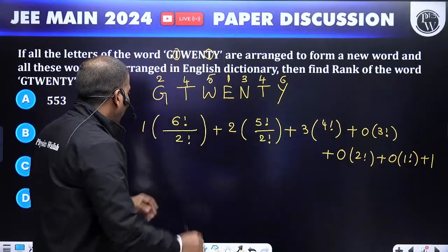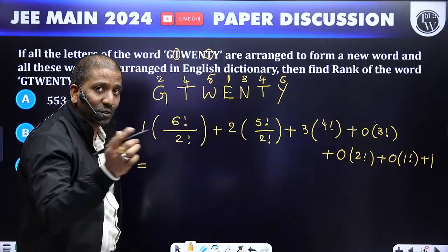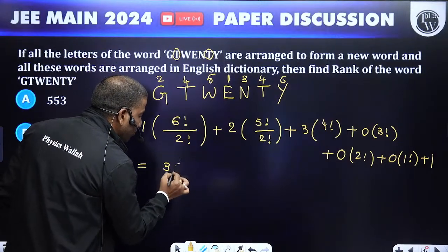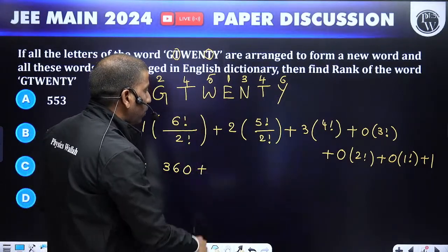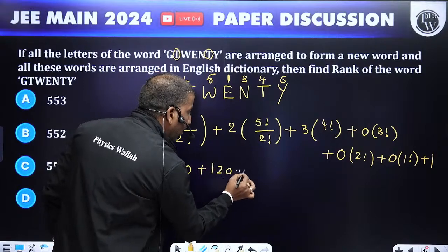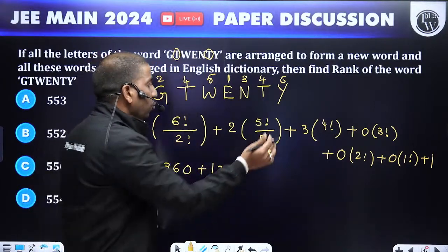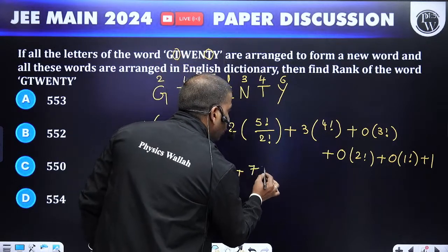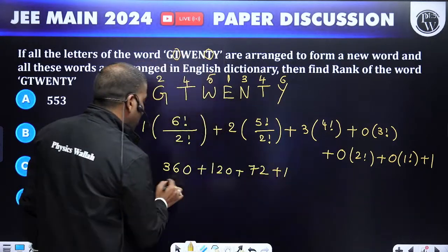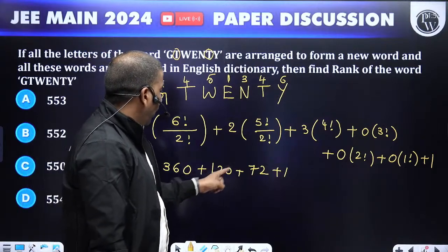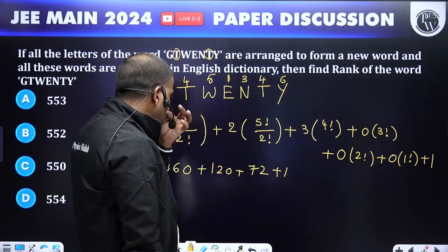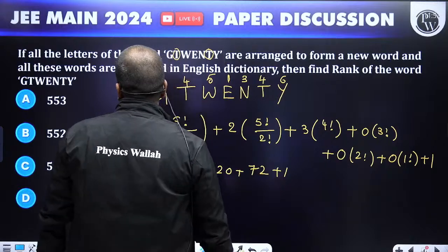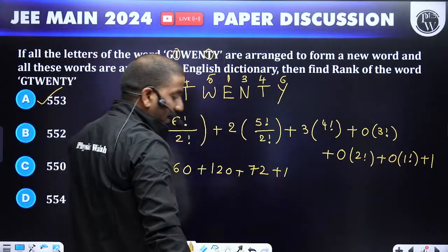Okay, so then what we can write: 6 factorial is 720, 720 by 2 is 360, and 5 factorial, 2 got cancelled, 120, 4 factorial is 24, 24 times 3, plus 1. So how much is it? 360, 480, 482, 483, 7. So 553 is the right answer.